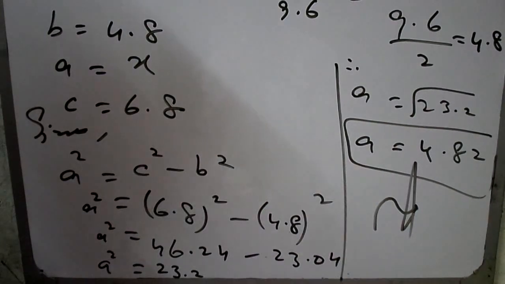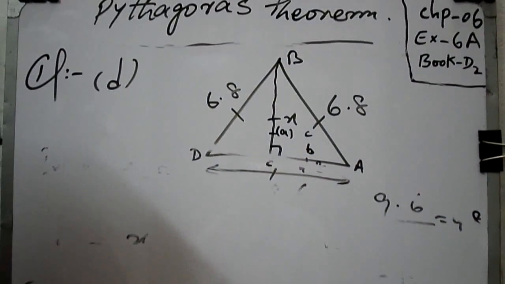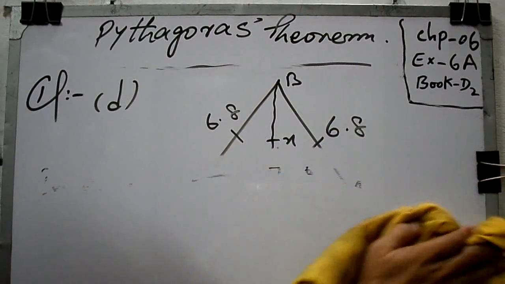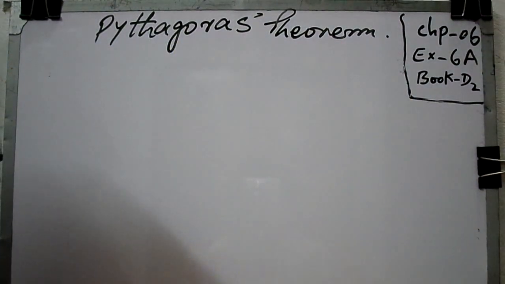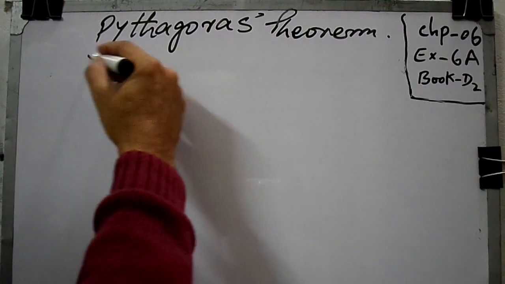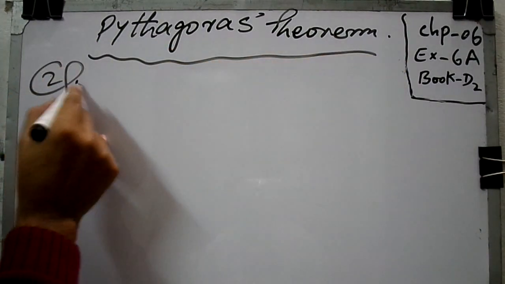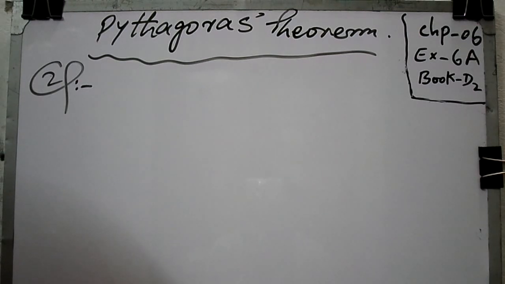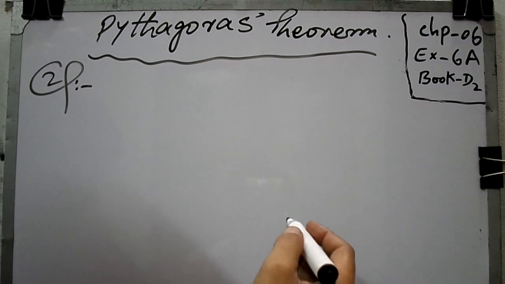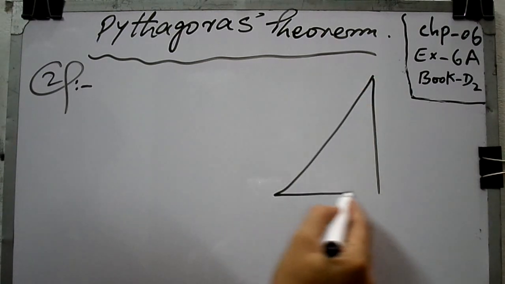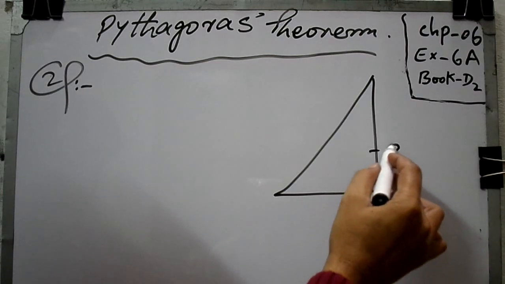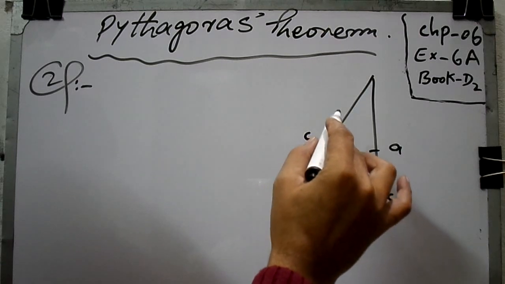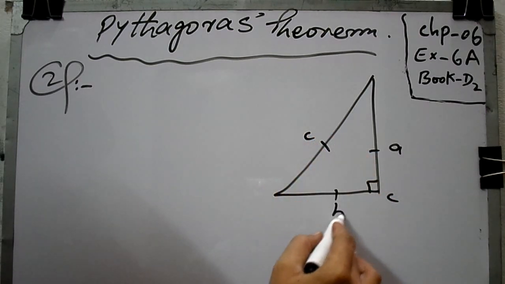Now coming to question number 2. Read the statement. In question number 2, a triangle is given to you. C is the 90 degree angle. So this triangle is given to you: that is your C, that is your 90, this box shows 90, that is your A, that is your C, and that is your base B. It is given in your textbook.